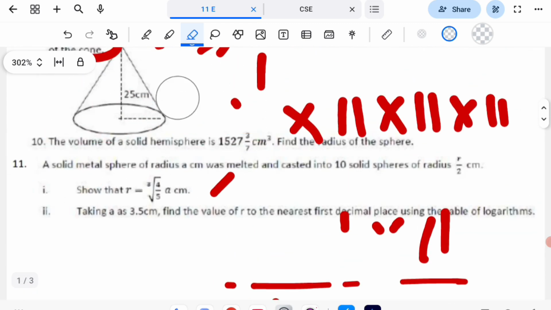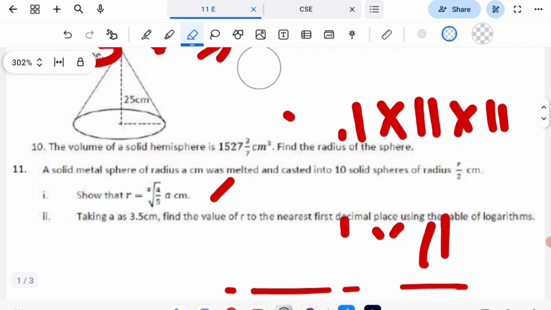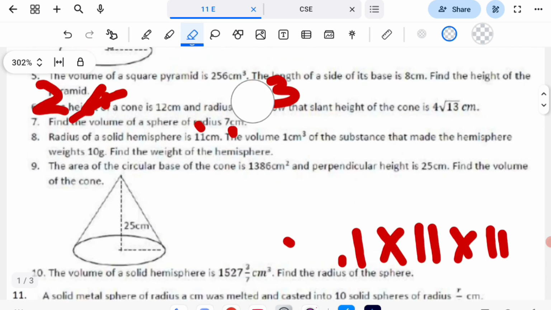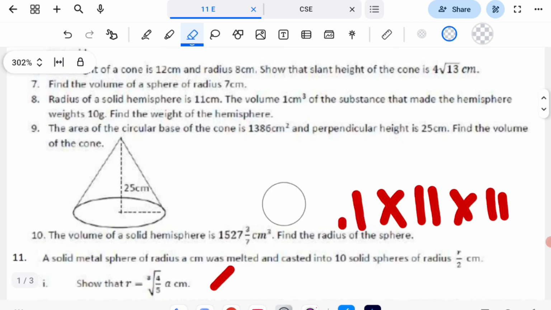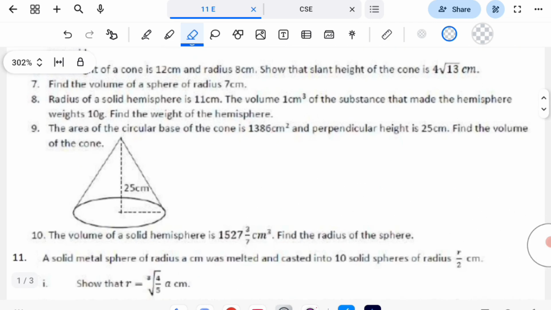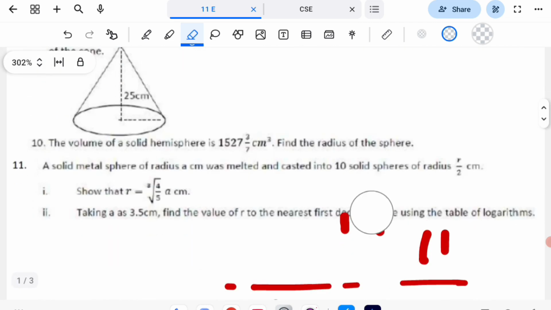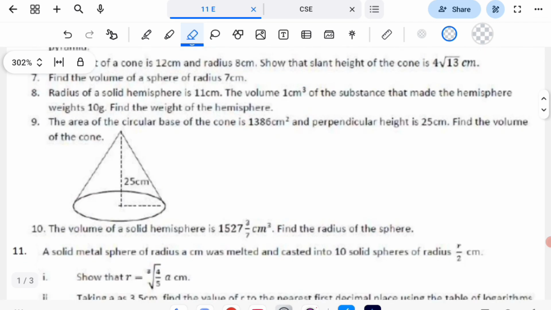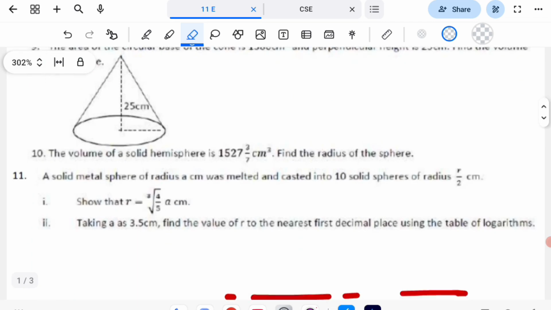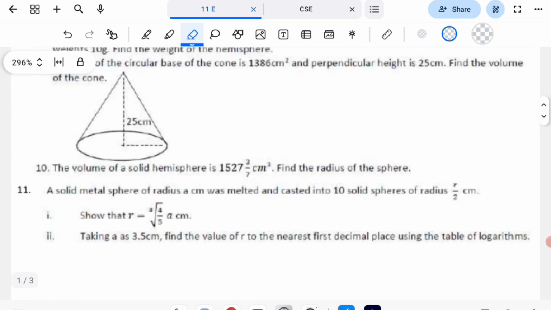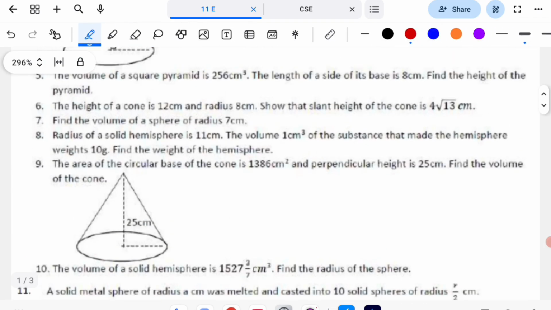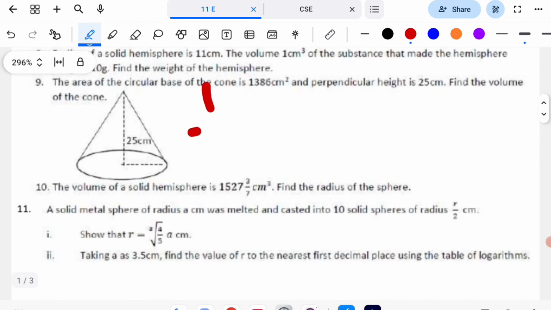Question number 9. The area of the circular base of a cone is 1386 and the perpendicular height is 25. Find the volume of the cone. We know that the volume of a cone is 1/3 πr²h.